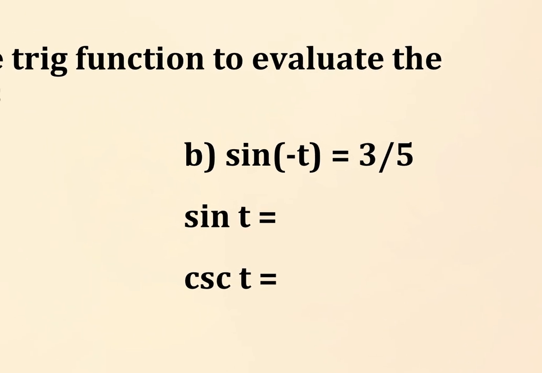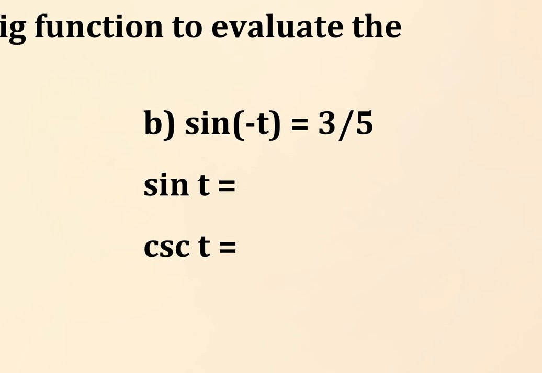And go to B. Again, I'll go back to the last one after this, but go to B. It's giving you the sine of negative t is 3/5, and it wants the sine of positive t. If you change the sign on the angle for sine, do you change the sign on the function? Yes, so this becomes negative 3/5.